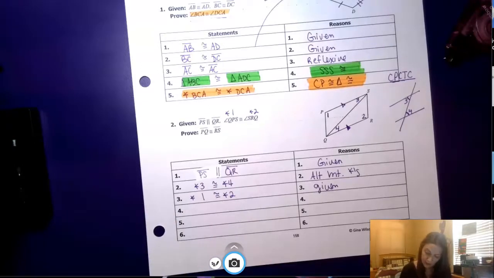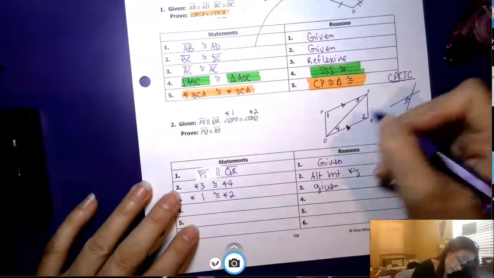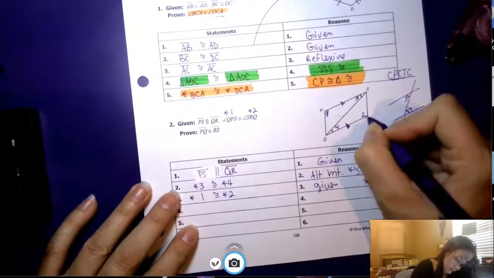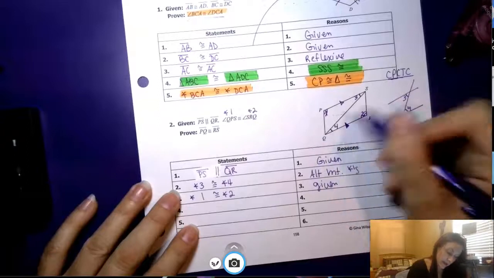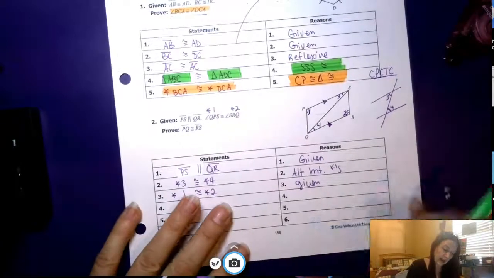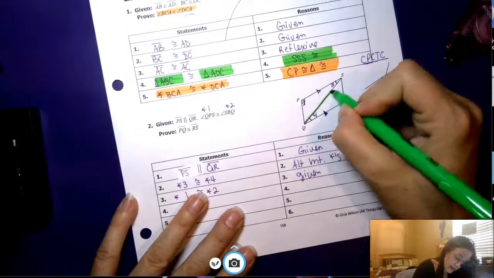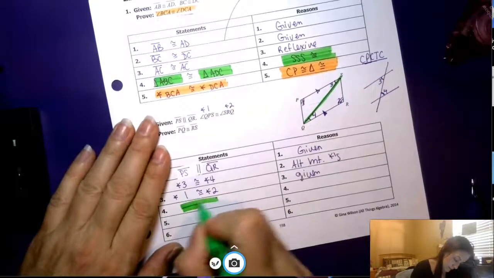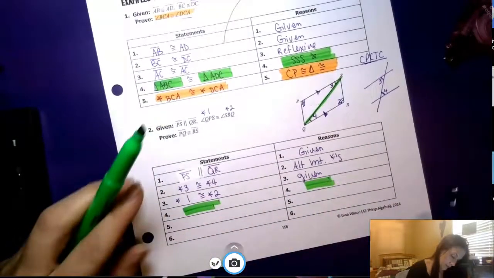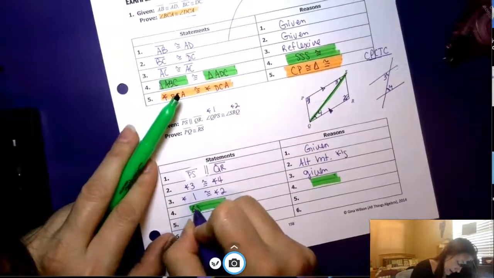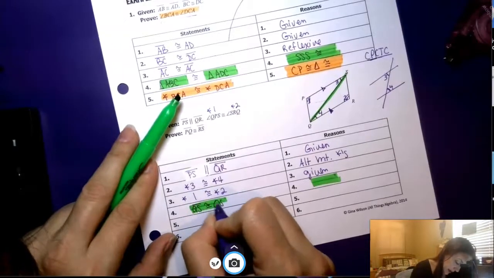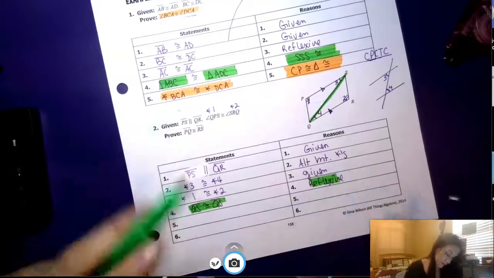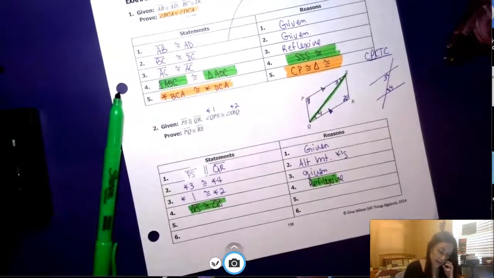Okay, so once I do that, I'm going to mark them. Angle, angle. Do I have another angle or another side? I do have this side that they're sharing. So I have that QS is congruent to QS because it's reflexive. Now I can say that the triangles are congruent.